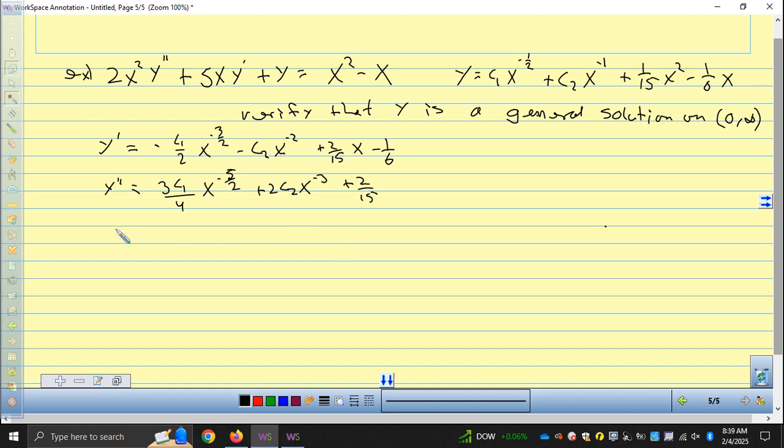And now we need to see that 2x squared times y double prime plus 5x y prime plus y, so plus this. You have to trust me here. Here's my work on the page, where I add this all multiplied by the 2x squared and the 5x, and combine like terms and all that. That does, in fact, equal x squared minus x.